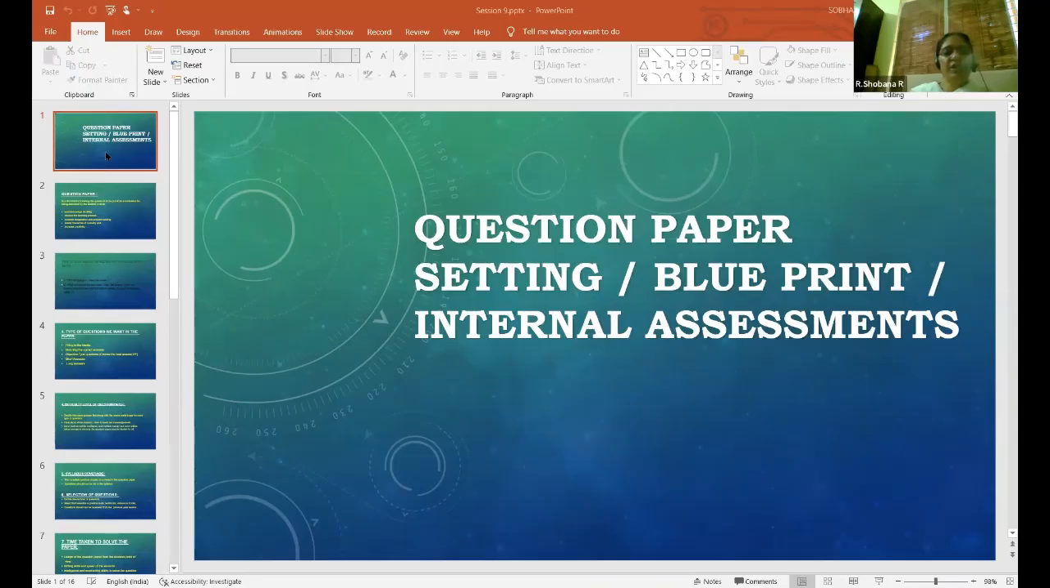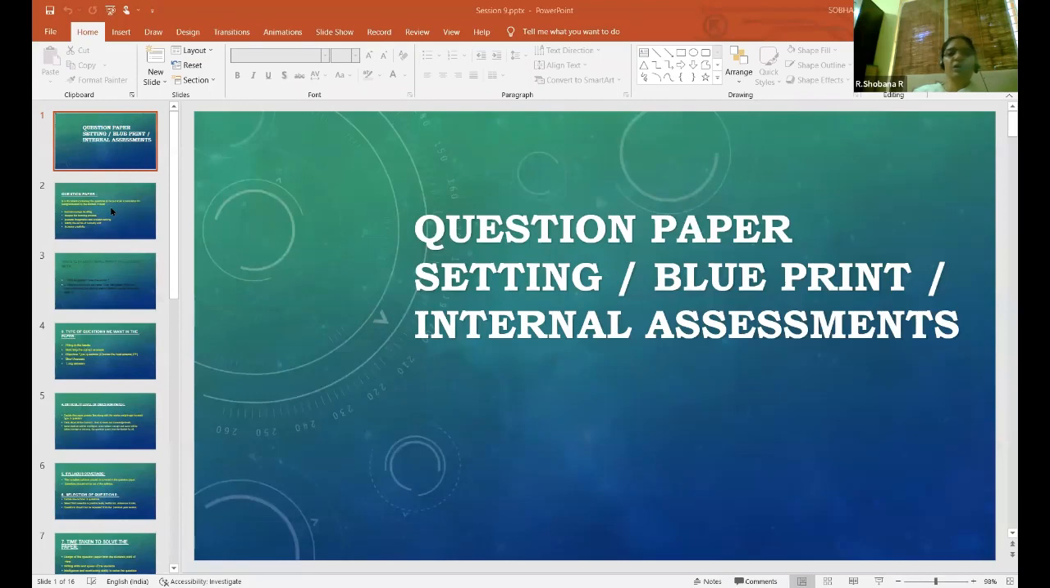Today's session will be about the important tool for evaluation, or for an assessment. The main tool is the question paper. So today we will be discussing question paper setting and how to set the blueprint for the question paper, and of course the requisites for grading the internal assessments.